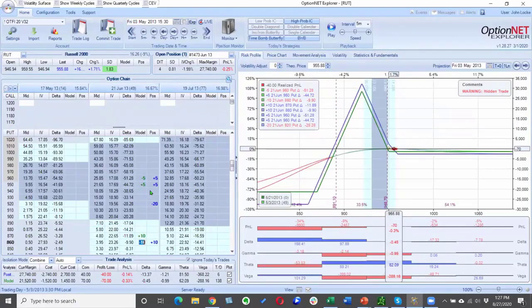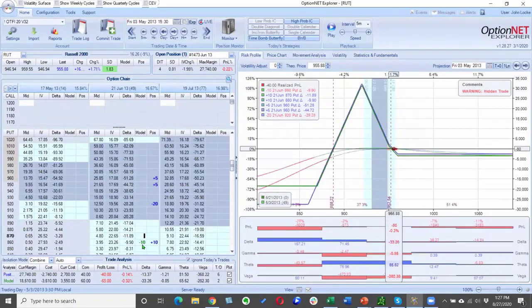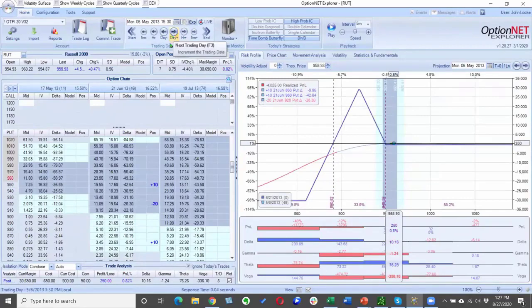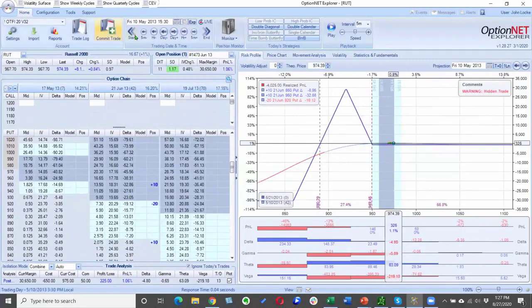And then we'll adjust the front wing to compensate for that. That's not necessary here, but that's the general procedure that we're using. So that's this day. Let's go to our next adjustment, which is May 10th.